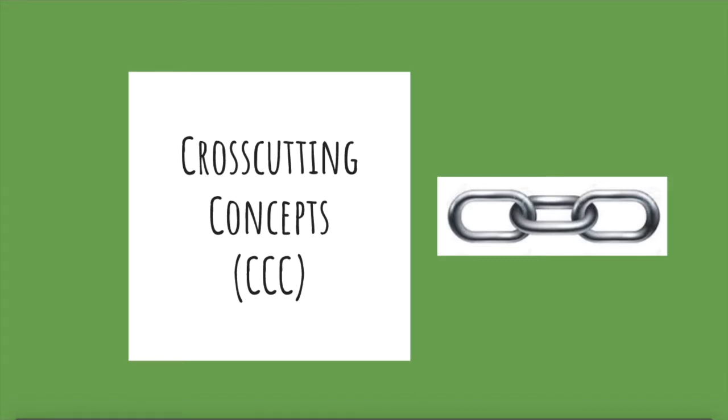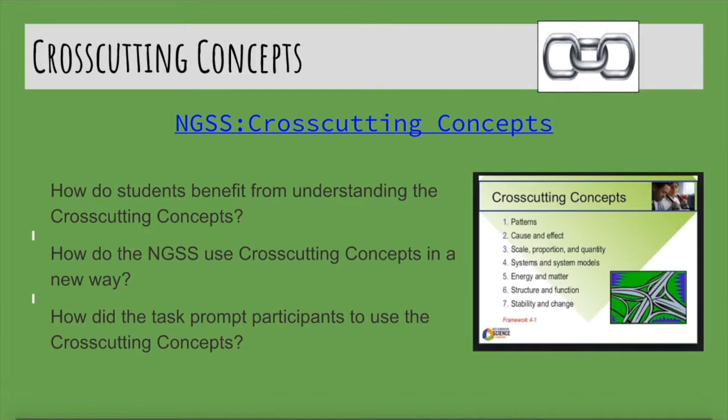The third dimension we have is the cross-cutting concepts. The CCCs link all of the students' learning across science domains. As you watch the video, remember that the cross-cutting concepts link the learning across science domains so they can form deeper connections and understanding. As you watch the video, be thinking about how do students benefit from understanding the cross-cutting concepts? How do the NGSS use the cross-cutting concepts in a new way? And how did the task prompt participants to use the cross-cutting concepts?